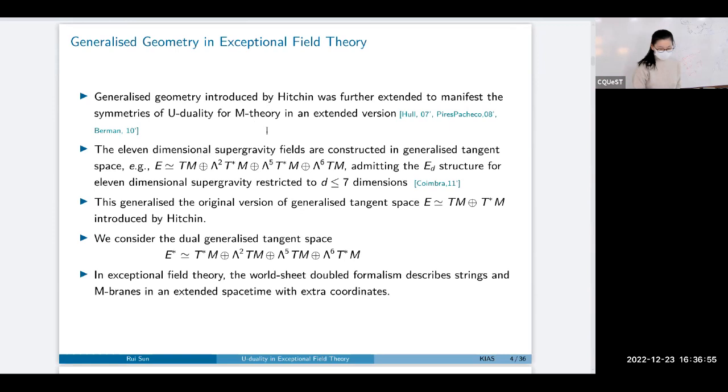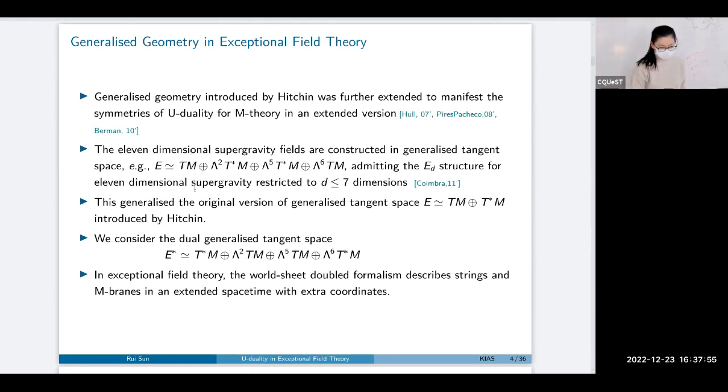As we already mentioned, for M theory and this exceptional field theory, we need a larger extended tangent bundle, and then we have something like this. This generalizes the original version of the generalized bundle from Hitchin. So in this talk, what we will consider is this bundle. There is the so-called section condition, and what people sometimes use, for example for SL5, is TM with Lambda 2 T*M. In some papers, if you impose the strong or simple section condition, then you can kill this part and you go to the study of the tangent bundle where the normal supergravity lives.